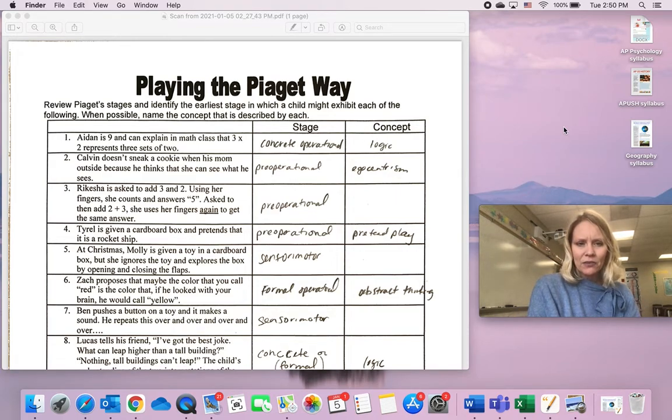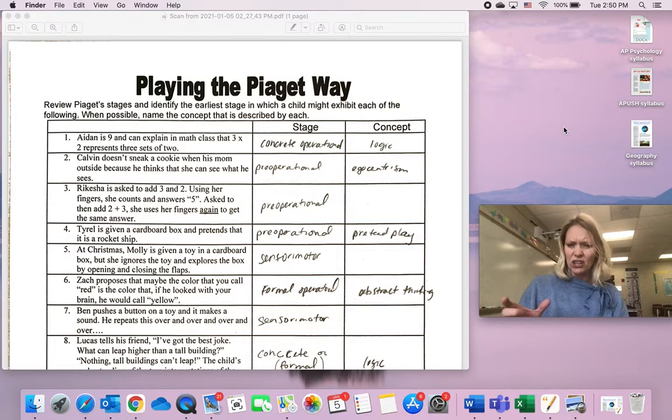Aiden is 9 and can explain in math class that 3 times 2 represents 3 sets of 2. This is the concrete operational stage. Remember, we're going through these 4 different stages of Piaget, and the concrete operational stage is really about logic. So the concept here is logic. This is when they can logically describe what's happening, and when he says it represents 3 sets of 2, he understands that logic. 9 years old, that's a pretty good age. So sometimes it helps to look at the age. Remember, those are just guidelines, but we're getting to about that time.